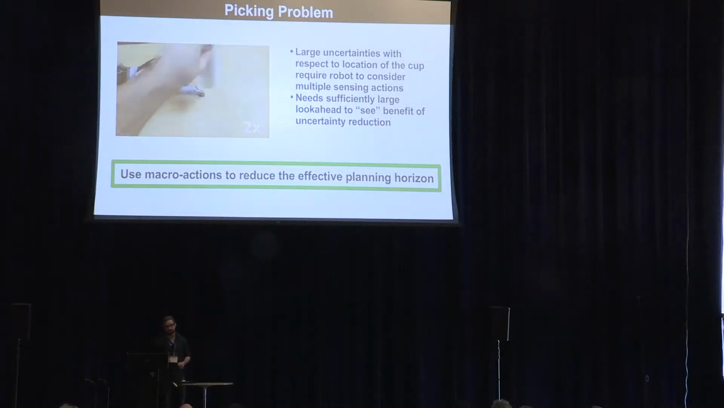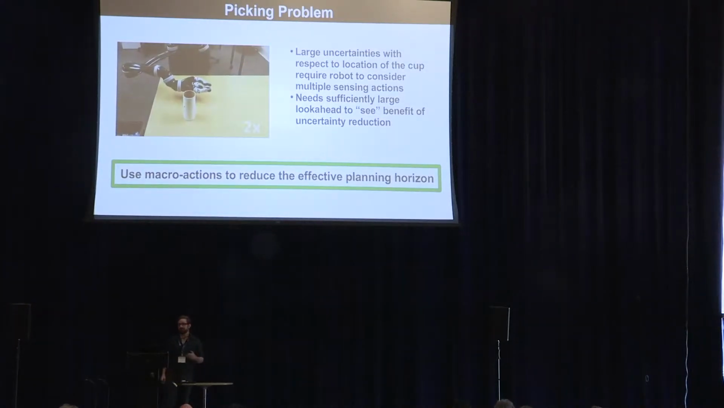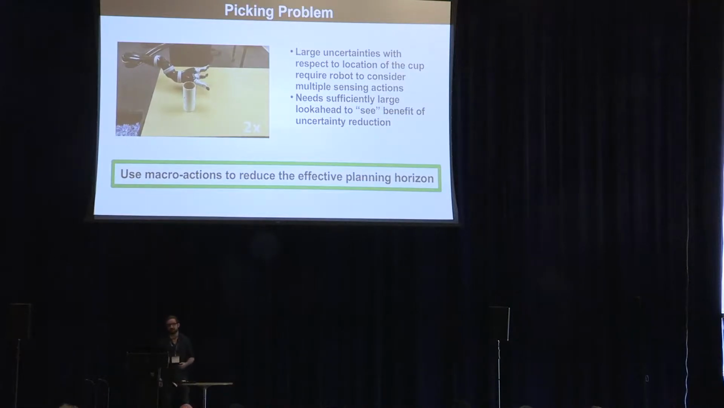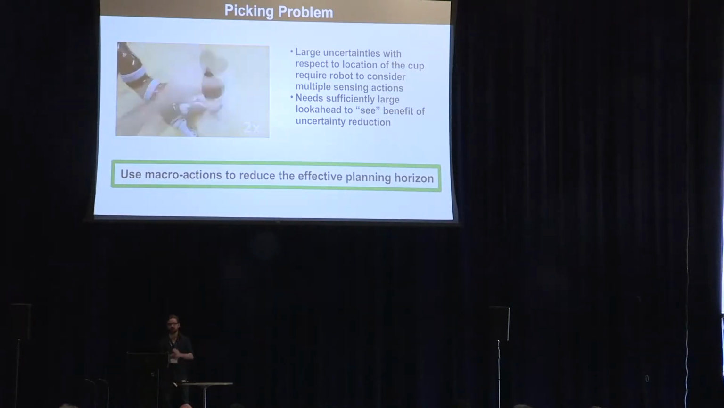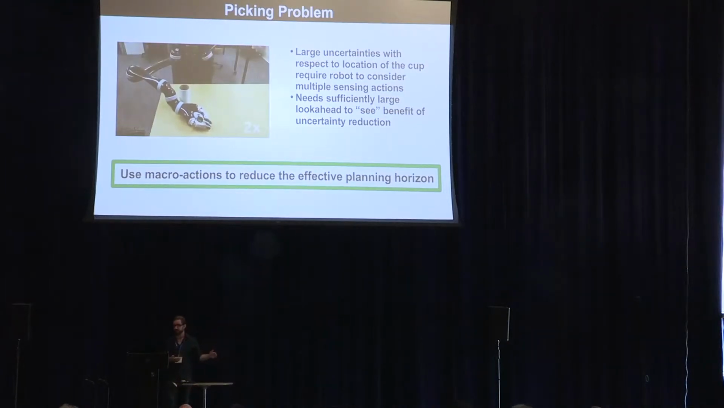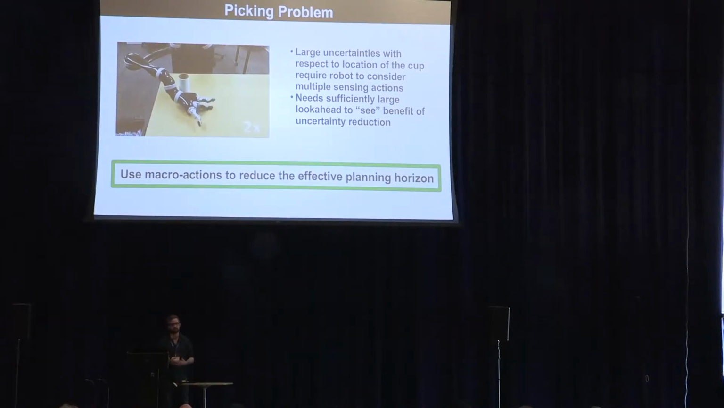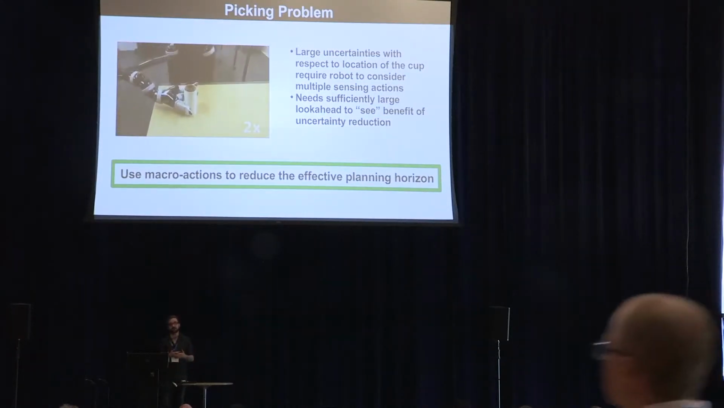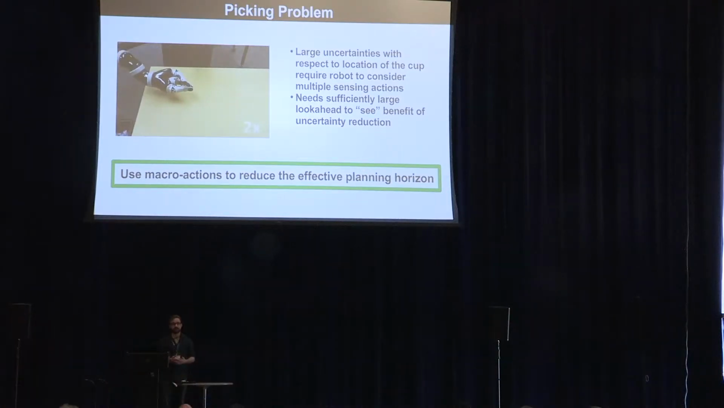Now, as I mentioned before, a major challenge in this problem stems from the fact that the location of the cup can change during runtime. So this essentially means that the robot has to consider multiple scanning actions to reduce uncertainty with respect to the location of the cup. However, the problem with this is the robot actually has to see the benefit of reducing uncertainty. In other words, it requires a sufficiently long planning horizon for the robot to figure out that reducing uncertainty helps to accomplish the task down the line.